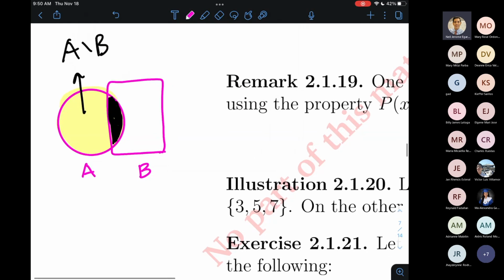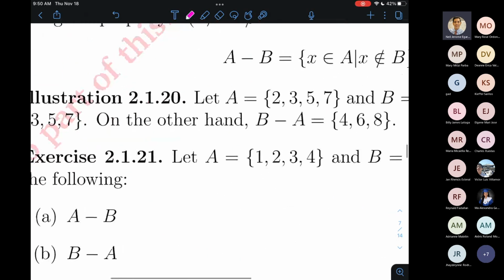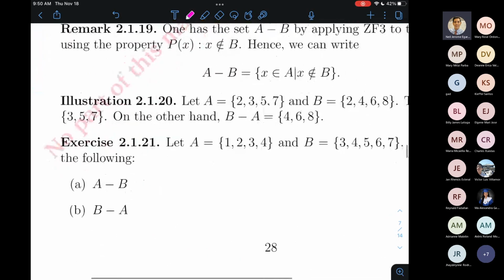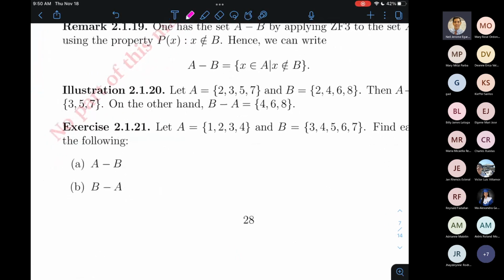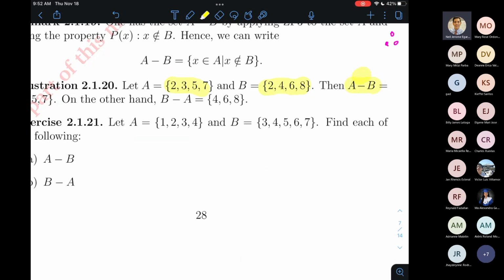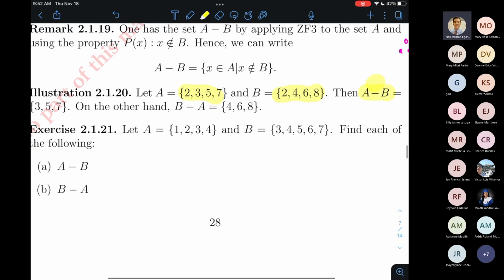All right? So perhaps a more tangible example, let's consider example 20. In example 20, we have the set A is the first 4 prime numbers, okay? And then the set B is the first 4 positive even integers. Then kunin natin yung A minus B. Again, sa A minus B, ang candidates ay yung elements ni A. Okay? Tapos tatanggalin ko lang lahat ng elements ni B.